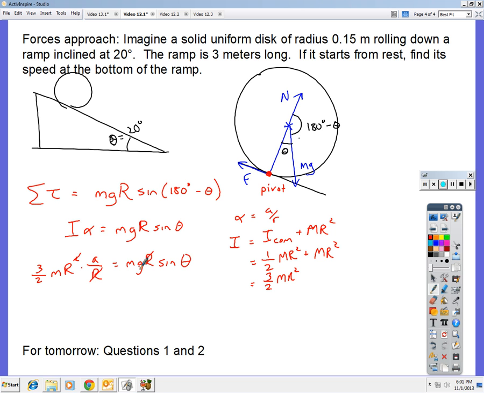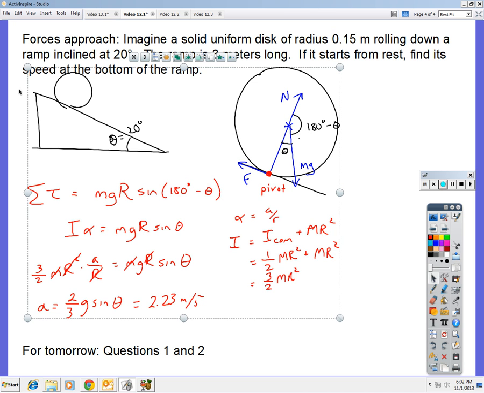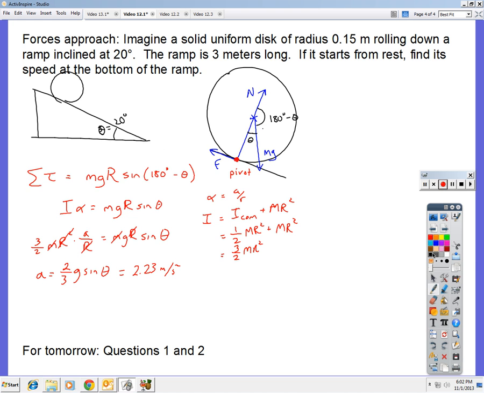And we find that all the masses and all the radii cancel out, and after some algebra we get a equals 2/3 g sine theta. Notice that that is slightly smaller than the acceleration g sine theta that you would get if it were just sliding without friction. And if you calculate it, you get 2.23 meters per second squared for the acceleration. And I'll make this a bit smaller, give myself some working space.